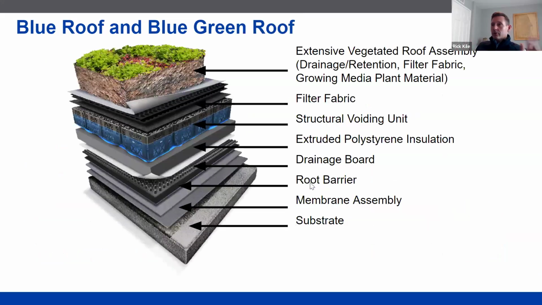A blue roof or a blue-green roof is another potential solution. We're taking an extensive vegetated roof, or we could create this space beneath pedestal pavers. And again, we're creating a space to park water. So you can see that structural voiding unit there. This happens to be an inverted roof membrane assembly. So we have membrane down at the bottom, an extruded polystyrene, and then we have our structural voiding unit, which is going to hold the water until it can be slowly released off of the roof.